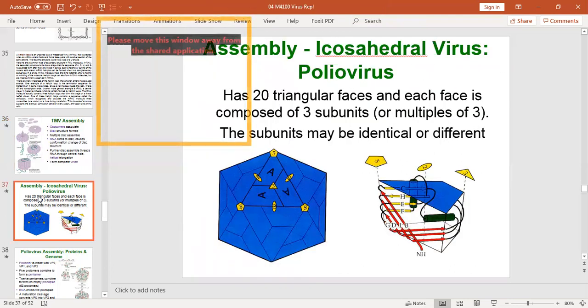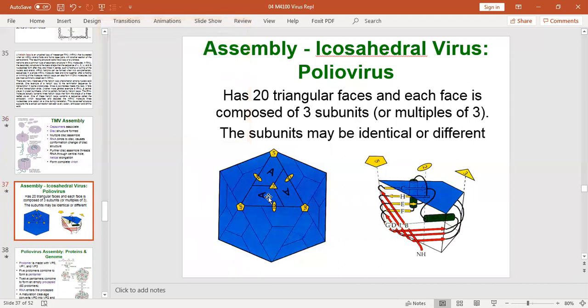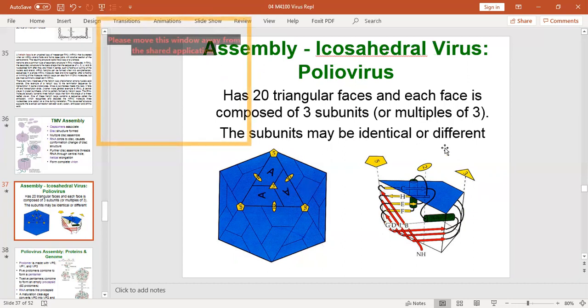Let's talk about assembly of icosahedral viruses such as poliovirus. Icosahedral has 20 triangle surfaces. This is one surface. And each face of this triangle is composed of 3 subunits or multiples of 3, 6, 9, etc. These subunits can be identical or in some instances different. But usually, as we can see, they're all identical in this example. All are A proteins.